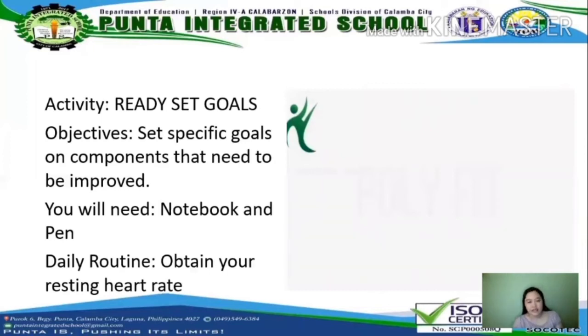Okay, class, get now your resting heart rate. You must have a stopwatch, or you can use your phone as a stopwatch, and then use your two fingers, on your left hand, and then on your right hand, find the radial artery, and then count the pulse for 15 seconds, and then multiply it by 4. After multiplying it by 4, you have to record it on your notebook and label it with resting heart rate.